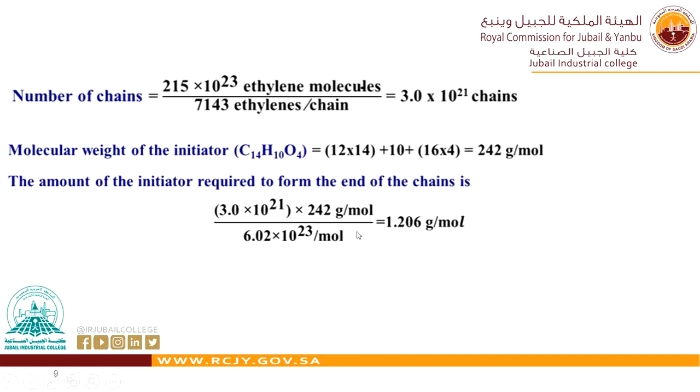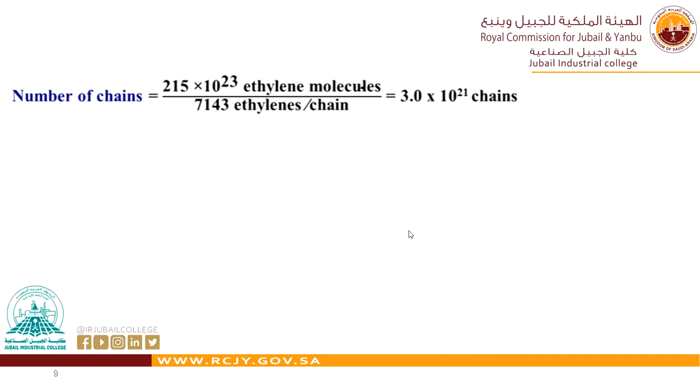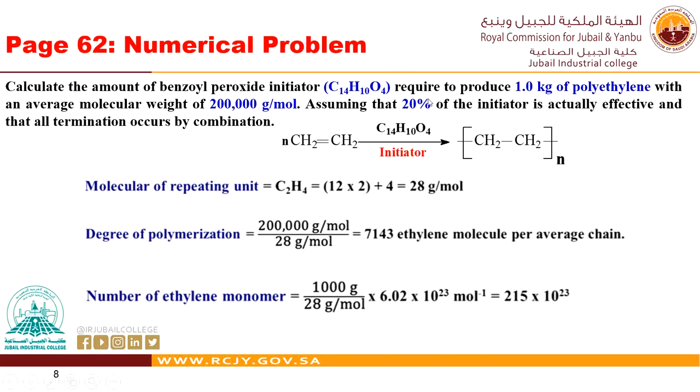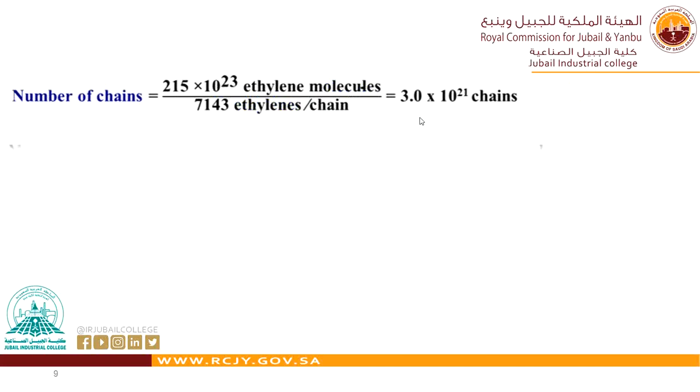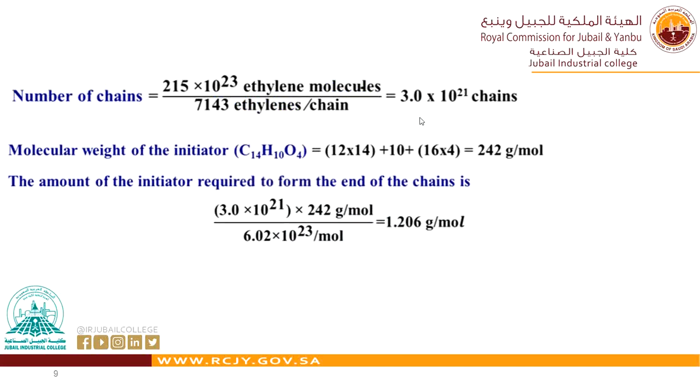So at the end, the amount of initiator required is 1.20 gram if all the initiators are effective. But the question says only 20% of the initiator is effective. So in this case, we have to take more. Instead of 1.2, we end up taking more.